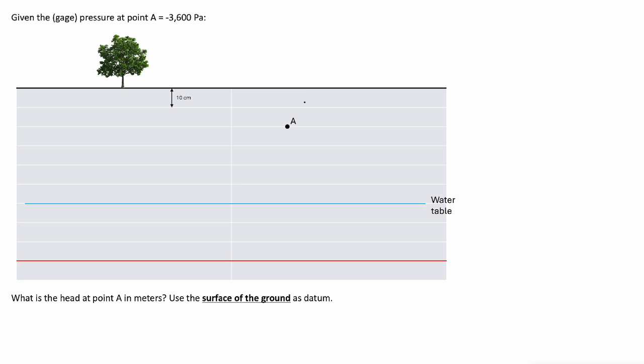Point A here I can see is 20 centimeters below the surface of the ground, and we're supposed to use the surface of the ground as datum. So we'll write down the equations we need here. We know that H equals Z plus psi, and we know that psi equals P over rho G.